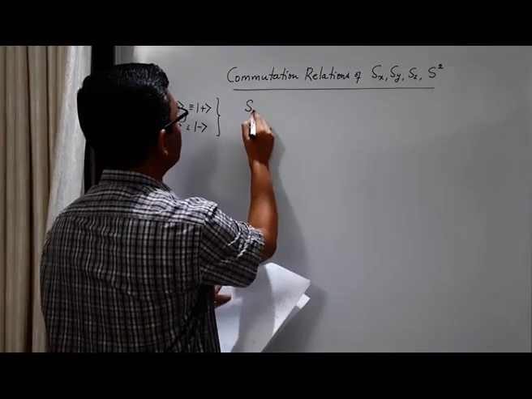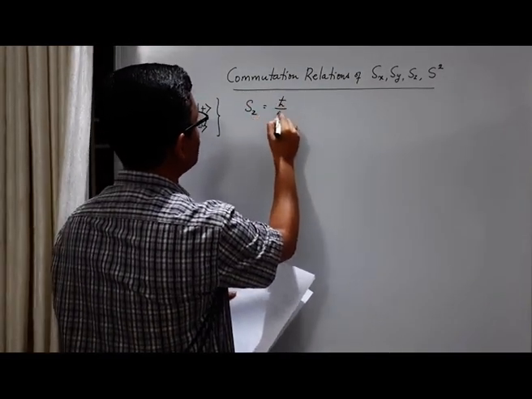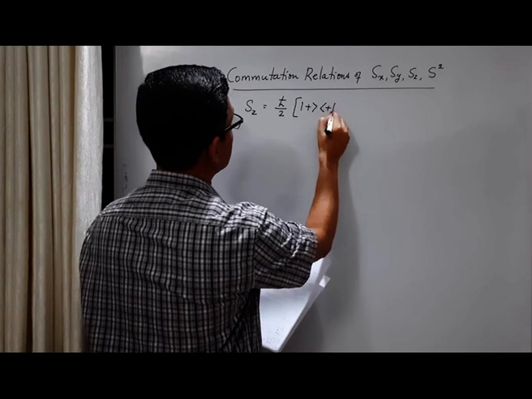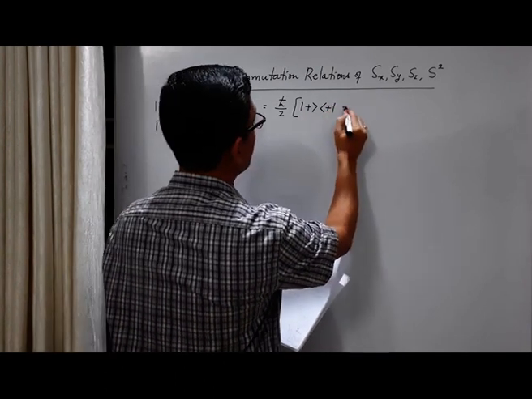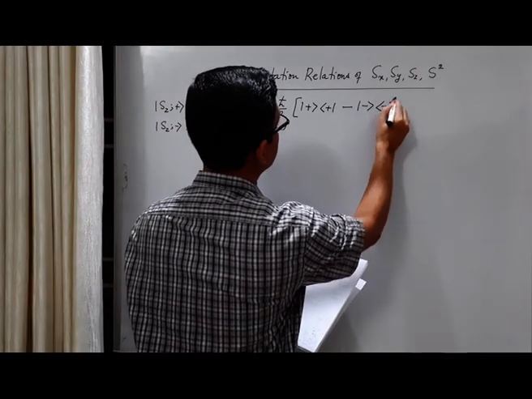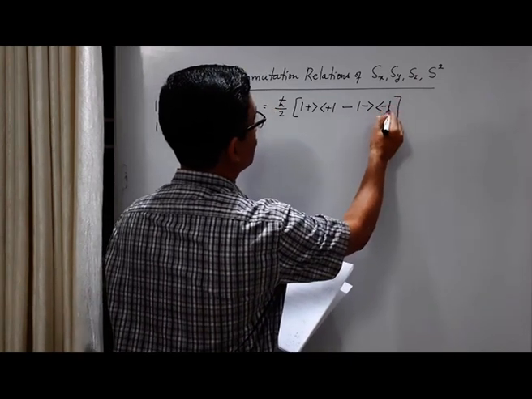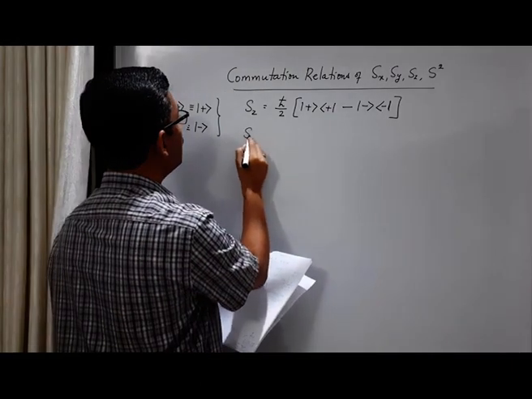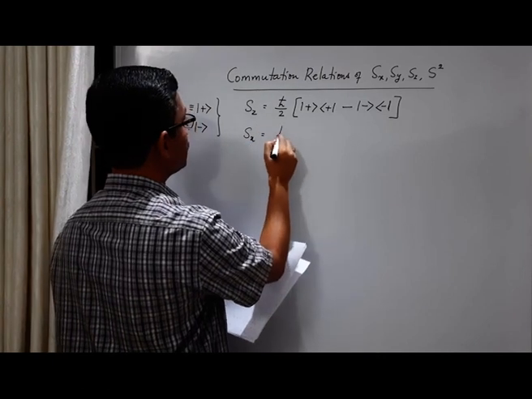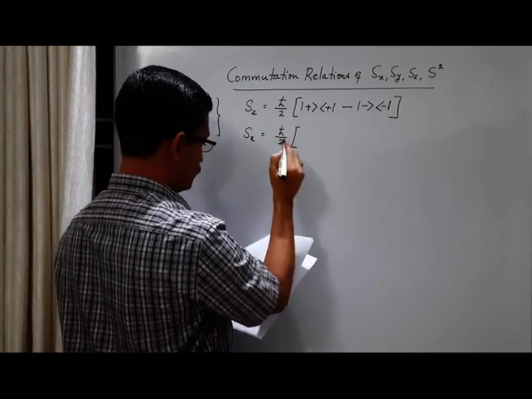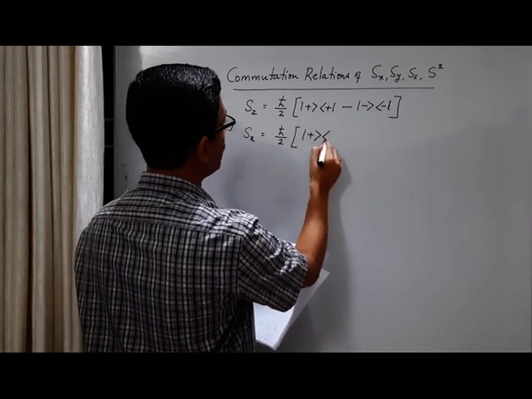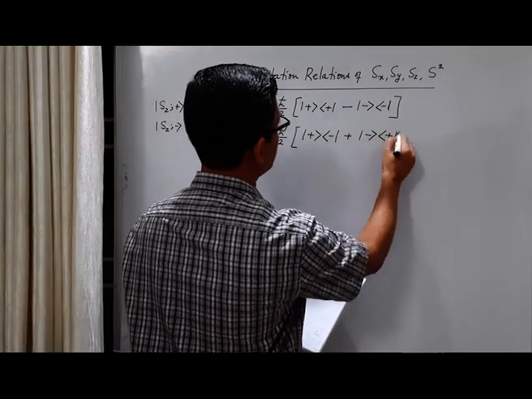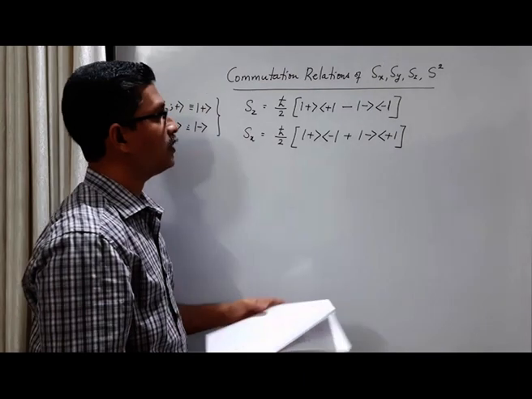So this Sz is h cross by 2, which is common, times ket plus bra plus minus ket minus bra minus. This is the Sz operator. This is very direct. And similarly, the Sx operator we can write as h cross by 2 times ket plus bra minus plus ket minus bra plus. This is not directly obvious.